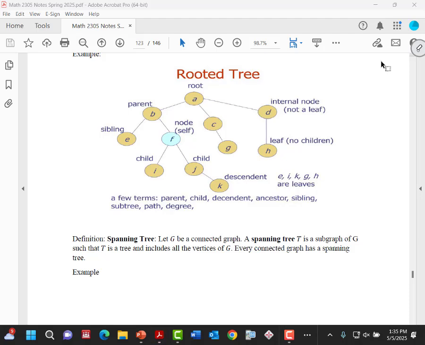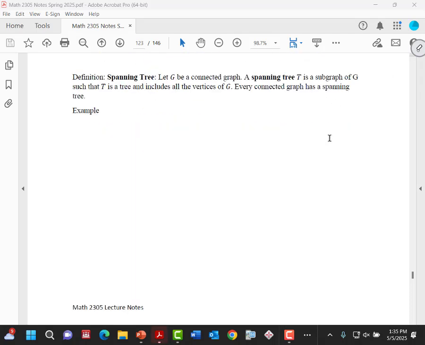Okay, let's discuss a spanning tree. Let G be a connected graph. A spanning tree T is a subgraph of G such that T is a tree and includes all the vertices of G. Every connected graph has a spanning tree. Okay, so here is an example. Let's say I have a graph G, and let's say he looks like this.